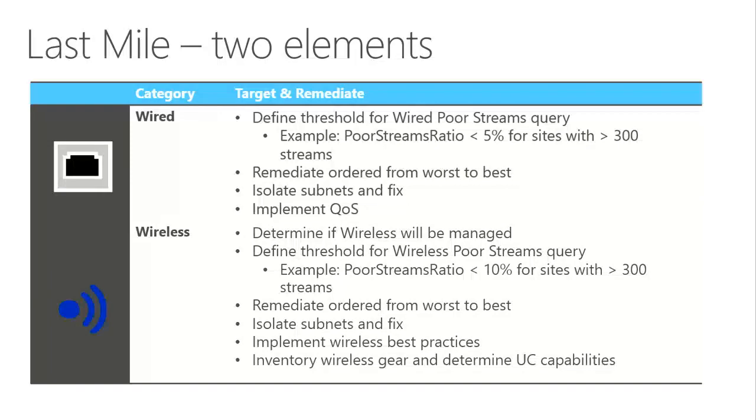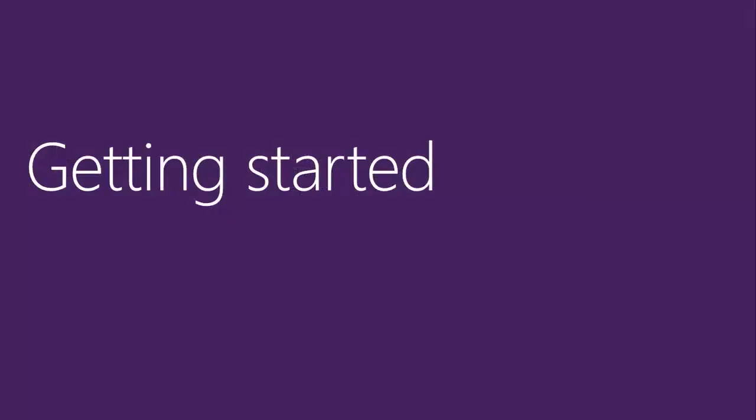But here you need to get a little more creative. You'll have sites that have very low streams, a lot of users. Don't focus there. Focus on the sites where you've got a lot of users, a lot of streams, and a lot of poor calls. So consider how many streams you're looking at, and then what we've shipped as the default is 5% poor for wired and 10% poor for wireless. But again, if you're that customer that's really hot on wireless and you want a great wireless experience, then modify those thresholds accordingly.